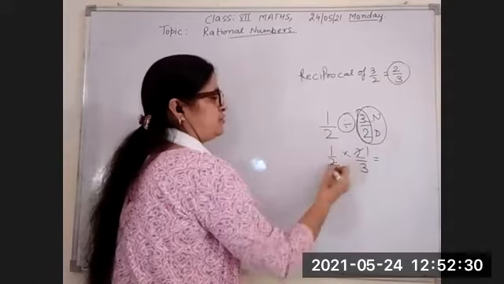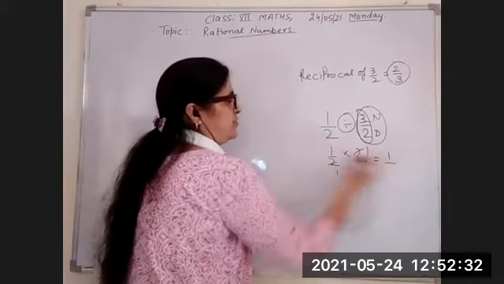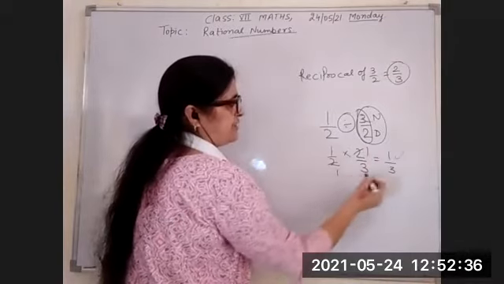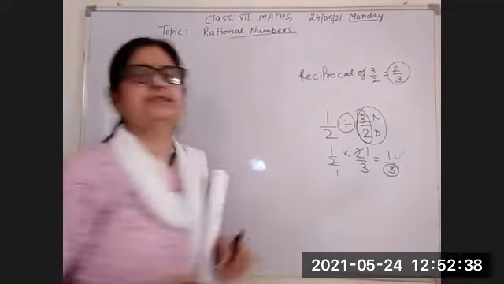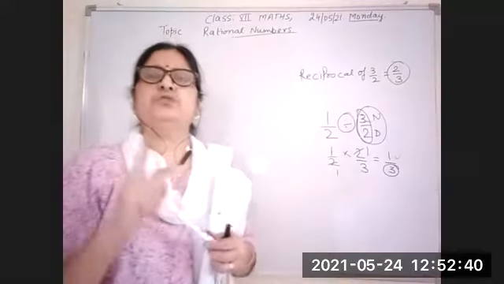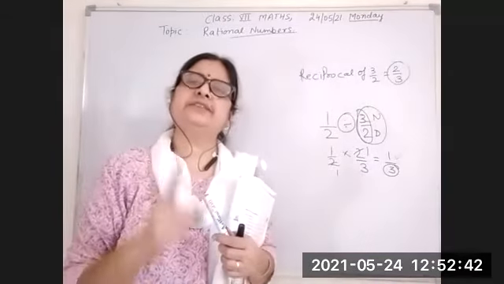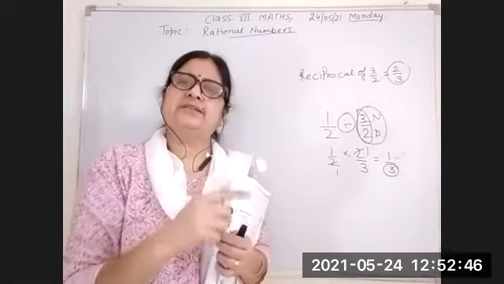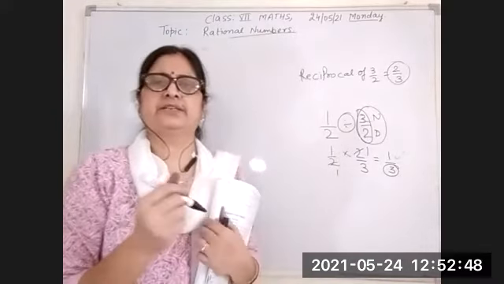Now 2 ones are 2, 2 ones are 2. So when you multiply 1 with 1, you get 1. When you multiply 1 with 3, you get the result 3. So the rule of division of rational numbers is the same as applied in fractional numbers. How to divide the fraction number.